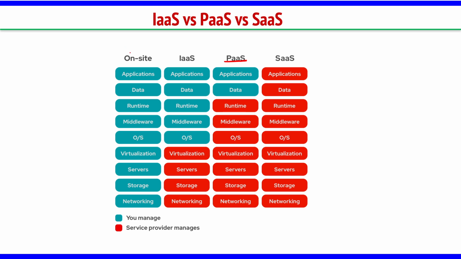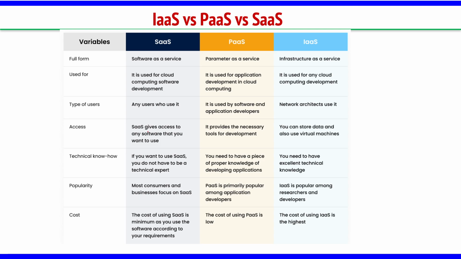Whereas in on-site or on-premise, we have to take care of the whole thing, right? Some other differences and comparison between these three. Software as a service is used for cloud computing software development, whereas platform is used for application development. Here you are developing some software, here you are using it for application development, and you can use it for any cloud computing development. Any users can use these services.